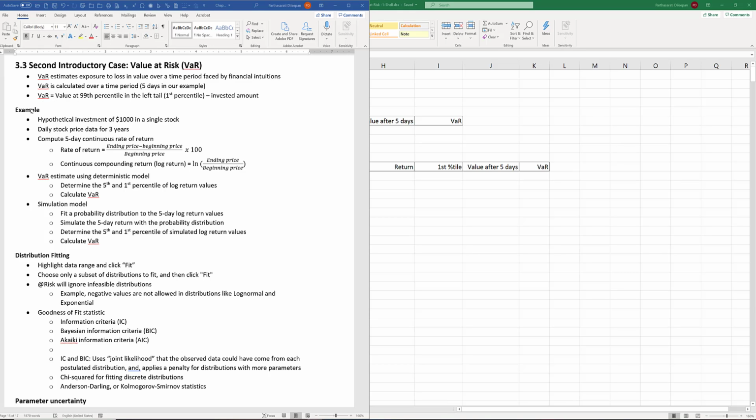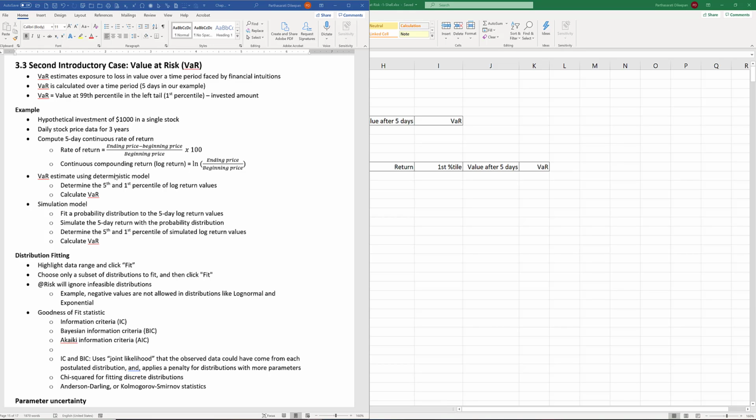So here, the hypothetical investment of 1,000 in a single stock, and we have daily stock price data in the Excel file for 3 years. And we're going to compute a 5-day continuous rate of return. So that's your log return that we talked about. Usually rate of return is the ending price minus beginning price divided by the beginning price times 100, right? Now for continuous compounding, also known as log return, we'll use ln of ending price divided by the beginning price.